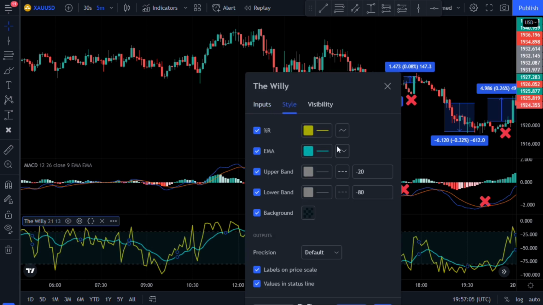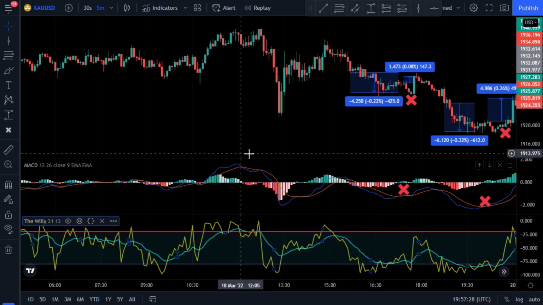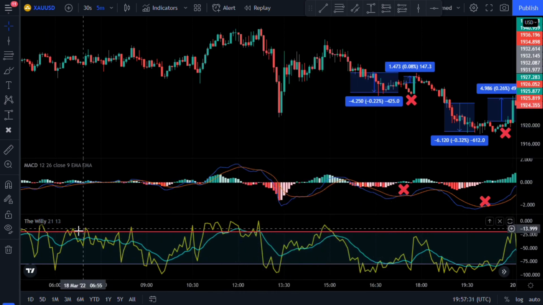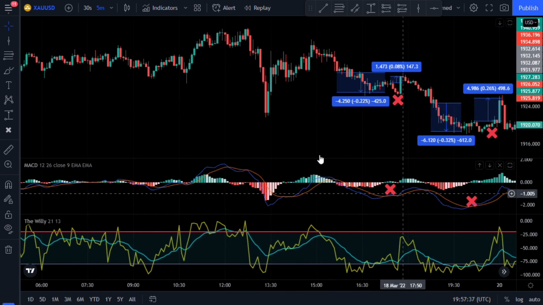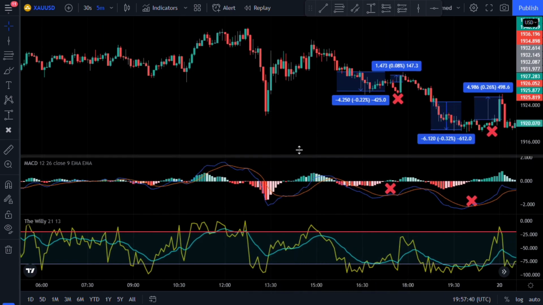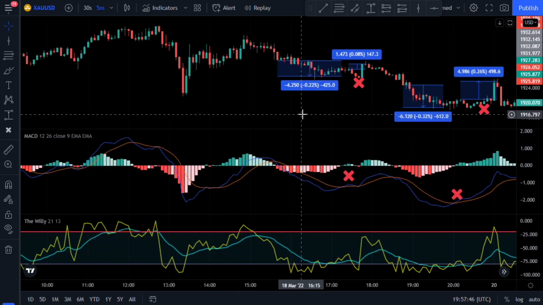In the style section, I change the dashed line to a straight line. Then I change the color of this, I make it a little thicker so that it looks better. Okay, we use the Williams indicator to fix false MACD signals. After this we will add another indicator to the chart. And with that next indicator, we identify the direction of the chart trend.